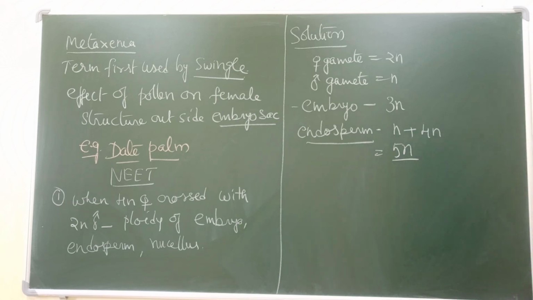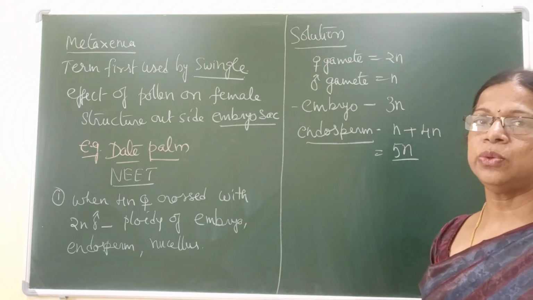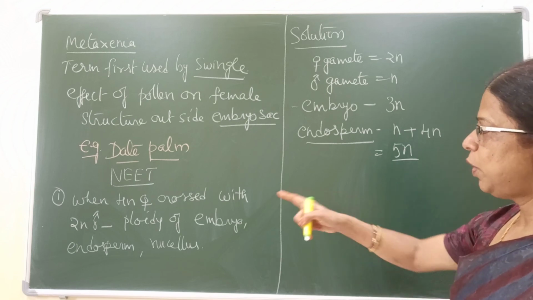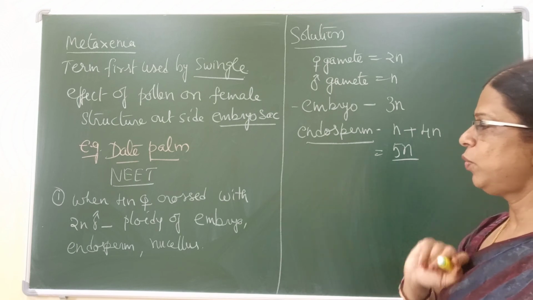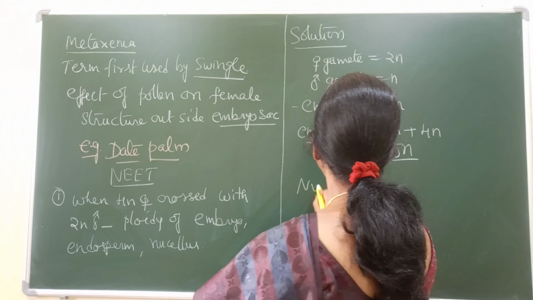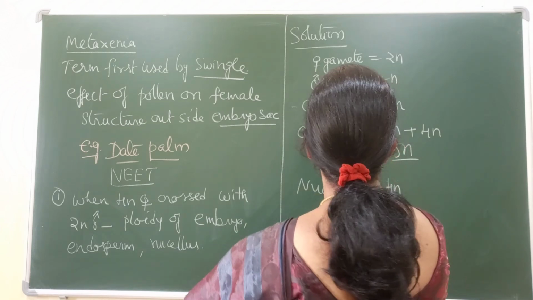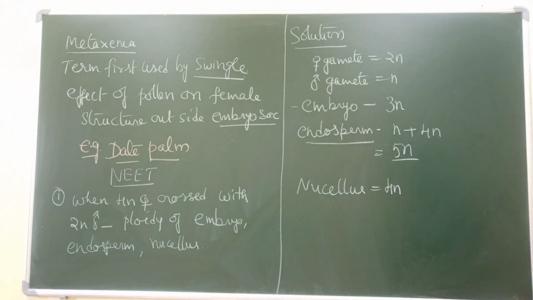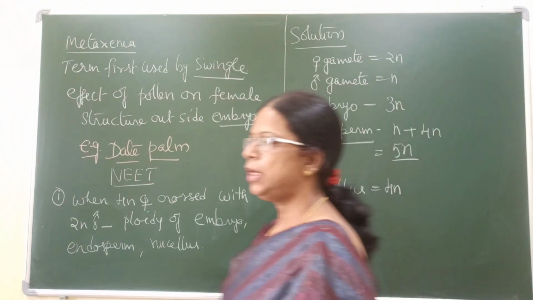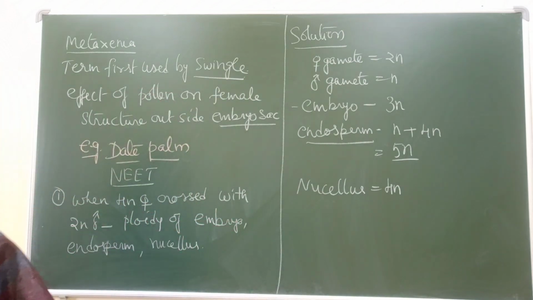Next is the nucellus. Nucellus is female tissue. So what is the ploidy of the female? 4n. So the nucellus also will be 4n. This is one type of question that can be expected. Now let us go into the next question.